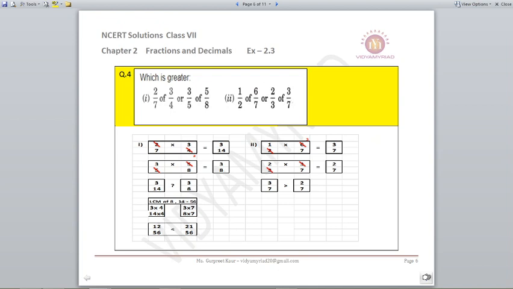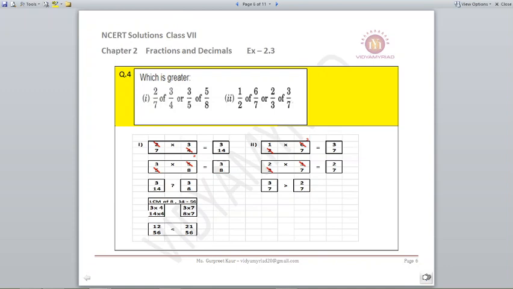Question number 4. Which is greater, 2 by 7 of 3 upon 4 or 3 by 5 of 5 by 8? Let us do the first part. 2 upon 7 into 3 by 4. 2 and 4 are divisible. So your fraction comes to 3 upon 14.